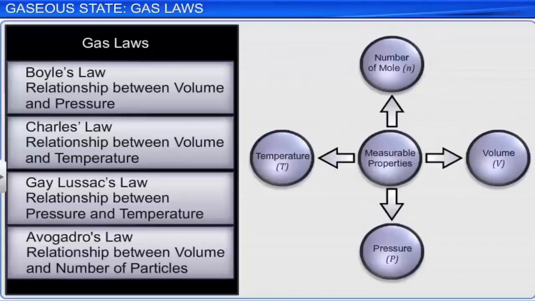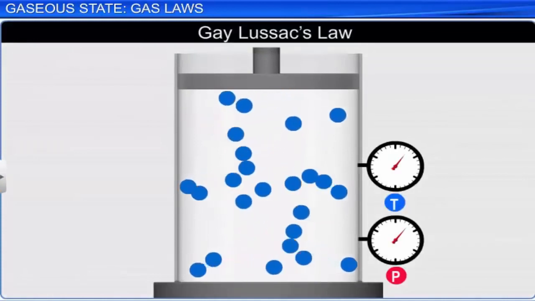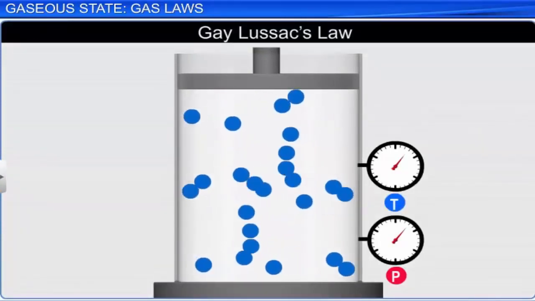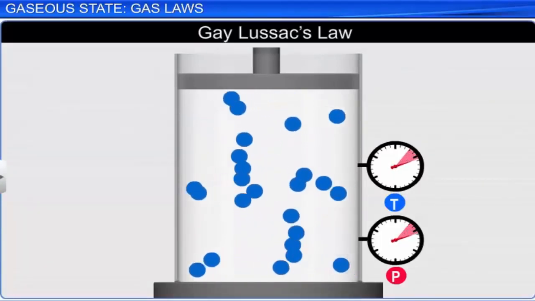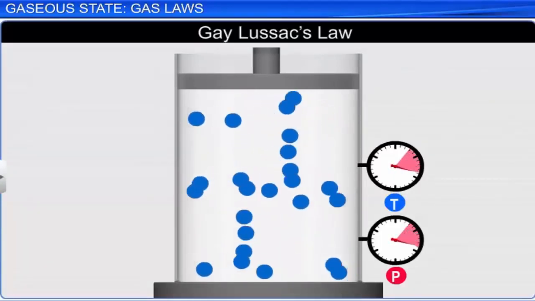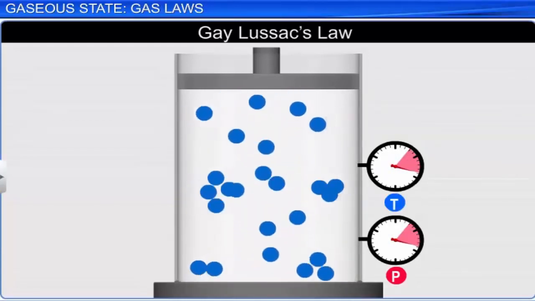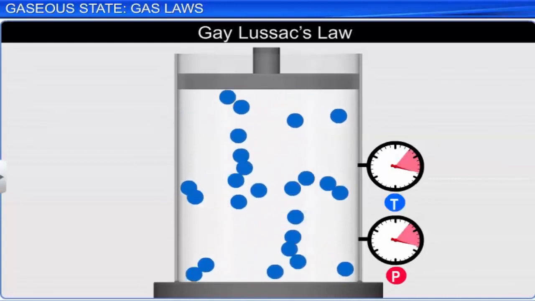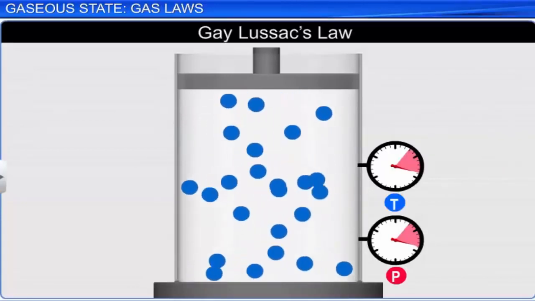The next law is Gay-Lussac's law. According to Gay-Lussac's law, at constant volume, the pressure of a fixed amount of gas varies directly with the temperature. In other words, at constant volume, the temperature of a gas increases with increase in pressure and decreases with decrease in pressure.